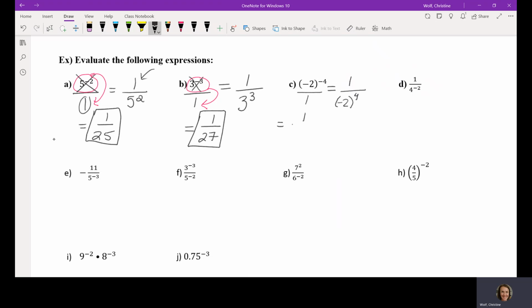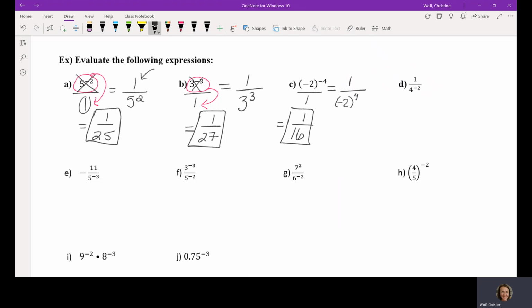And then we just evaluate -2 times itself 4 times, which is -2 times -2 times -2 times -2. All of the negatives would cancel out and become a positive 16. So the answer is positive in the end.